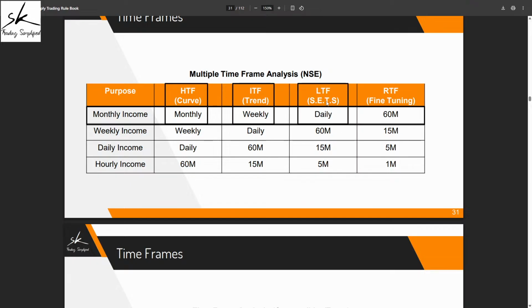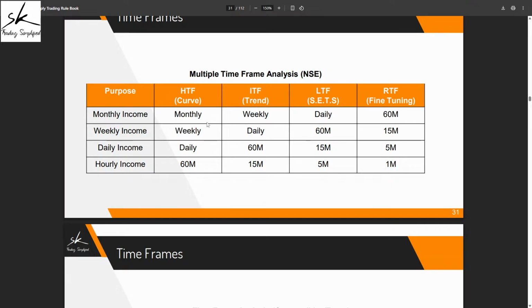SETS stands for stop loss, entry, target, and size. And in case we need to use the refining time frame, then my refining time frame will be the 60 minutes time frame. So as soon as I select my purpose of trade, I get clarity on what time frames I'll be using, plus what is the purpose of each and every time frame.